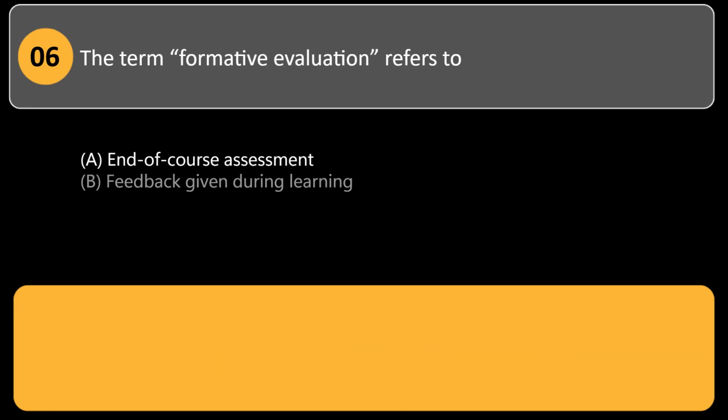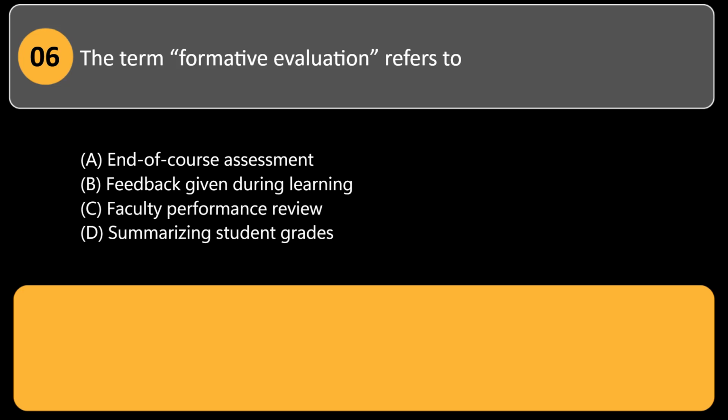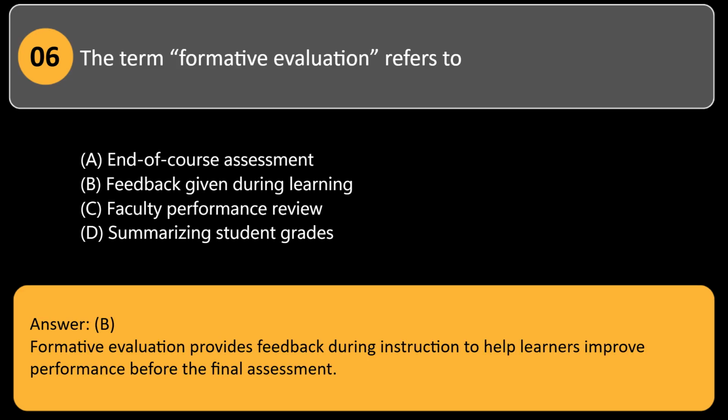The term formative evaluation refers to A. End-of-course assessment. B. Feedback given during learning. C. Faculty performance review. D. Summarizing student grades. Answer: B. Formative evaluation provides feedback during instruction to help learners improve performance before the final assessment.